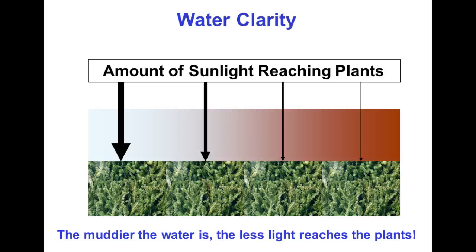Now in this slide, we see the effect of water clarity on dissolved oxygen. What we mean is the muddier the water is, the less light that reaches the plants. Makes sense that if there's less light, there'd be less photosynthesis. Less photosynthesis, less dissolved oxygen. Write that down.